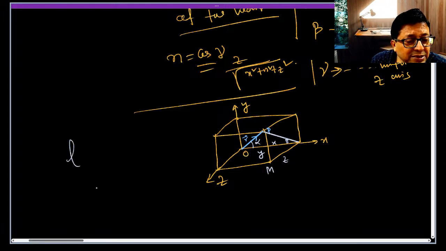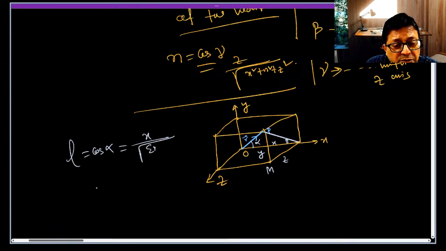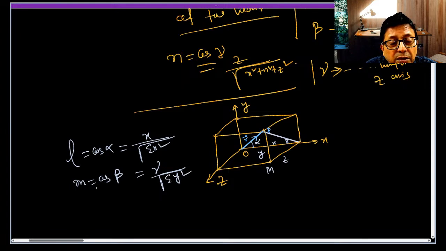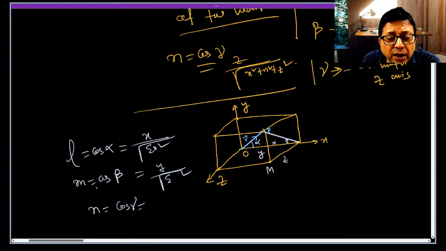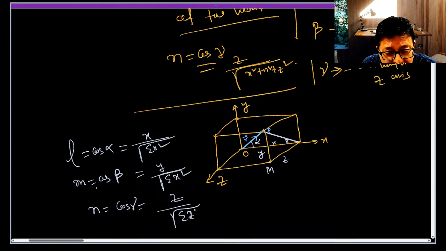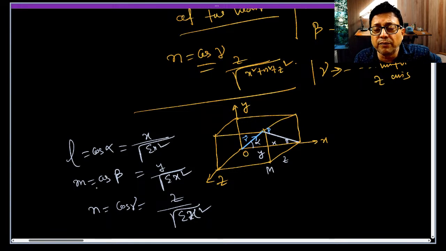Direction cosines, then we write cos alpha equals x by under root sigma x square, cos beta equals y by under root sigma x square, oh sorry, this will be y, and you write sigma x square only, and cos gamma equals z by under root sigma x square. Clear? These are direction cosines.